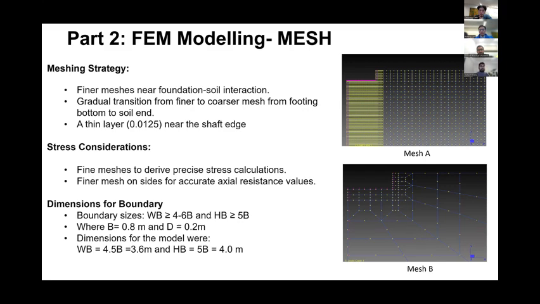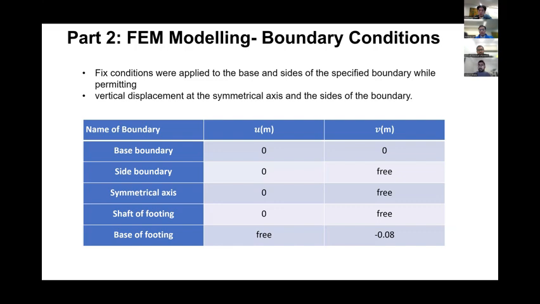Coming on to the dimensions of the boundary, as you can see in the last slide, can you please move to the next slide? In this, the subsequent steps were involved in specifying the boundary conditions. Fixed conditions were applied to the base and sides of the specified boundary while permitting vertical displacement at the symmetrical axis and the sides of the boundary. Specifically, U is equal to 0 and V is equal to 0 for the base boundary, and U is free and V equals minus 0.08 meter for the base of the footing. For the rest, you can see the table below.